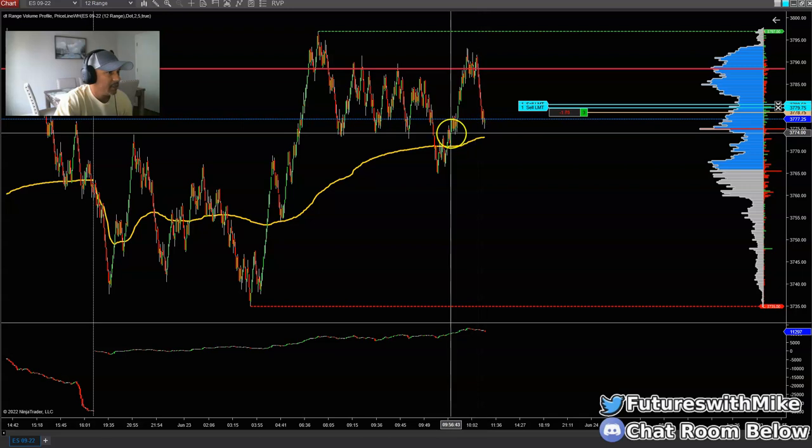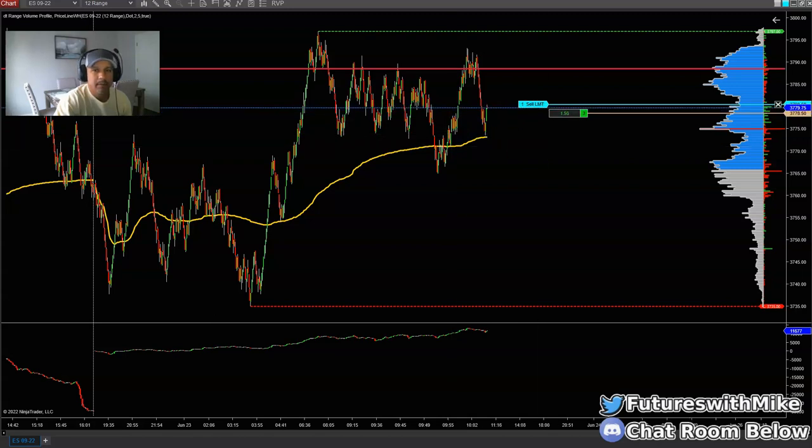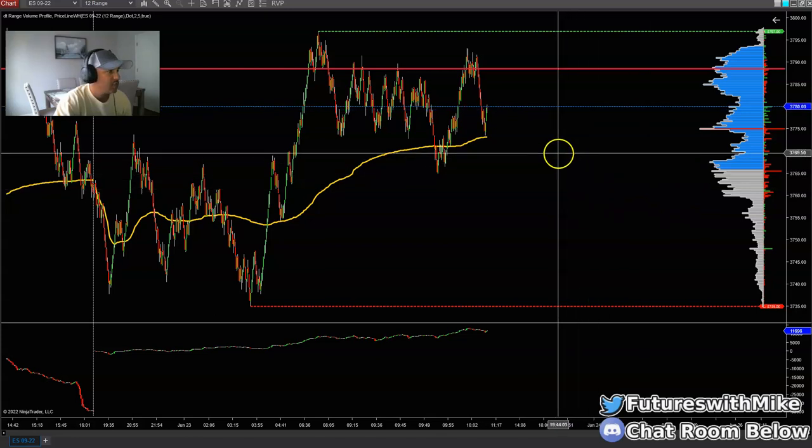I don't want to see a break below this area right here. Came right down to it. Didn't break below it yet, though. Okay, come on. Market is volatile. Look at it. Okay, there we go. Okay, I was way early on that trade.